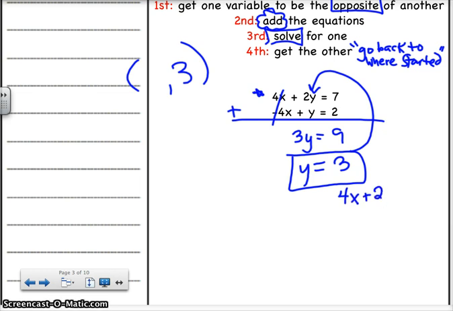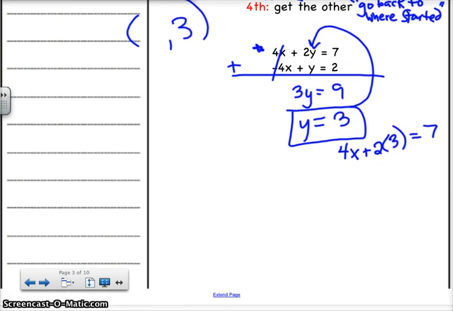4x plus 2 times y. Y is 3. Equals 7. 4x plus 6 equals 7. You're going to get a fraction. I'm going to minus 6. That's just solving an equation. You do the opposite to solve. Minus 6 to both sides. You get 4x equals 1. Divide by 4 to both sides. X is 1/4. So these two lines intersect at the point 1/4 and 3.